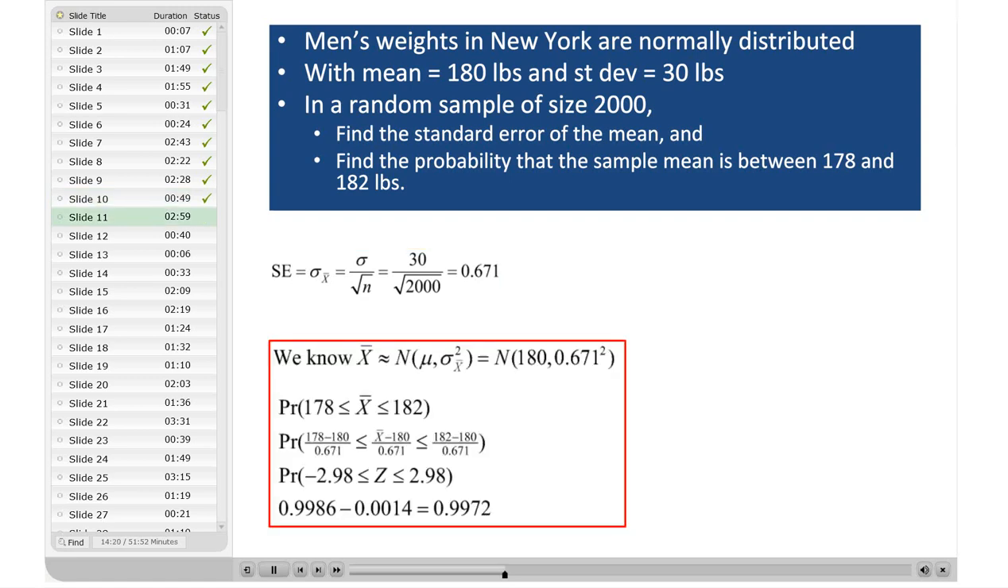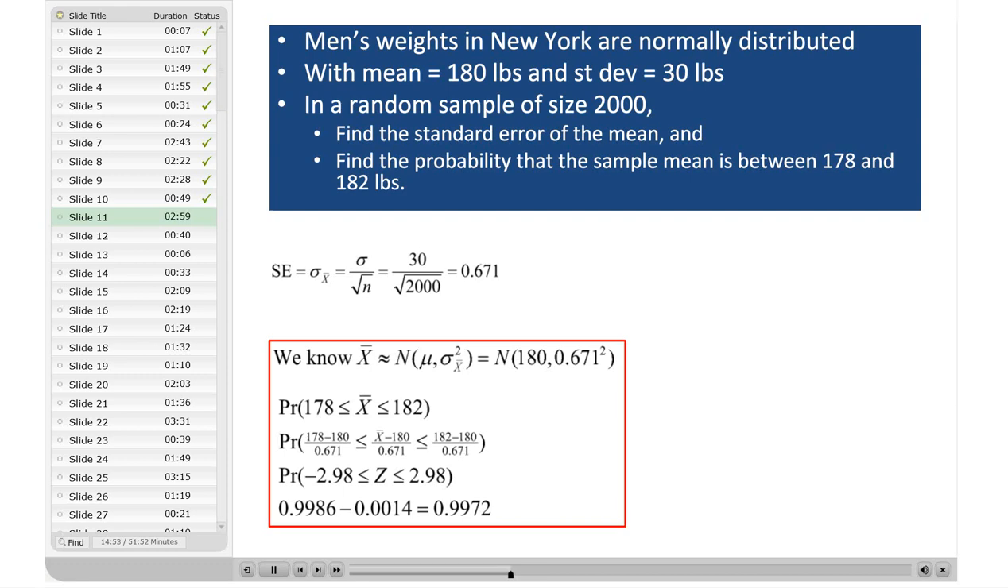Alright, well, let's go ahead and calculate the probability that the sample mean is between 178 and 182. Well, from the previous slide we saw that the sample mean is going to be approximately normal, and the mean is going to be the same thing as the population mean, 180, and the standard deviation is going to be the standard error that we calculated, 0.671.